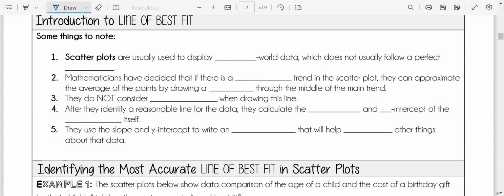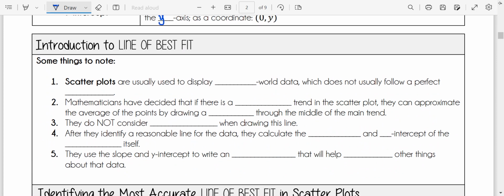So talking about line of best fit, scatter plots are usually used to display real world data, which does not usually follow a pattern. Mathematicians have decided that there is a linear trend. Remember, that means straight line, that they usually go in kind of a straight line. They can approximate the average of the points by drawing a line through the middle of the main trend. They do not consider outliers.